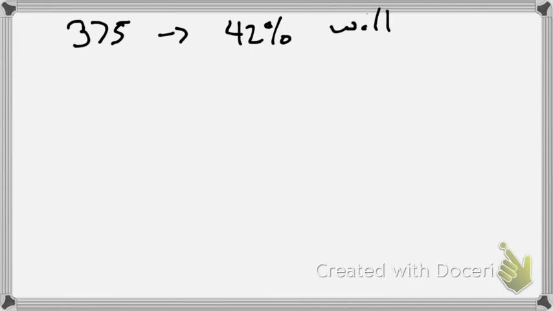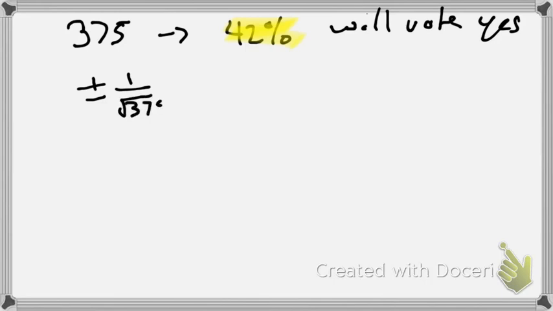It says a survey of 375 people responded. So 375 people responded, and it said that 42% of them will vote yes on a candidate. Now it says, what would the real range of the population actually look like? So this might not be a very good representation of what the actual approval rating would be. So the way that we figure out the approval rating is plus or minus 1 over the square root of 375. And this is something that I just want you to type into your calculator.